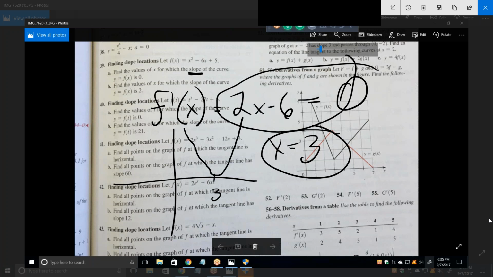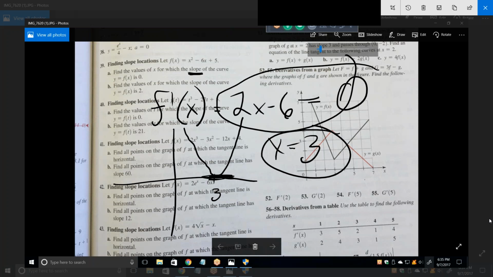Notice what the slope of the tangent line is when x equals 3. 0. As it always is at the vertex. So what we now have is a technique for finding the vertex of a parabola or a quadratic, much faster than all of the techniques we've learned before now.